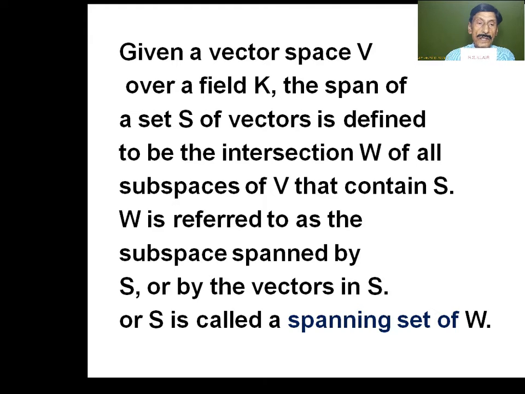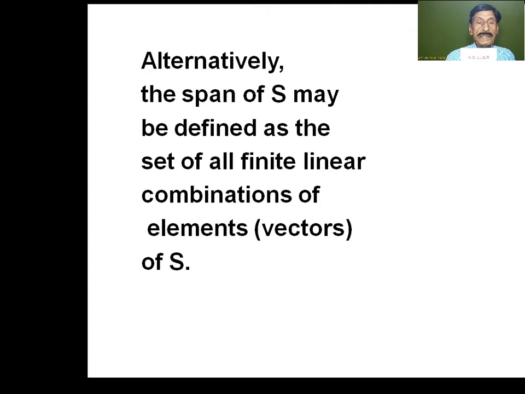Given a vector space V over a field K, the span of a set S of vectors is defined to be the intersection W of all subspaces of V that contain S. W is referred to as the subspace spanned by S, or by the vectors in S, or S is called a spanning set of W. Alternatively, the span of S may be defined as the set of all finite linear combinations of elements, that is, vectors of S.